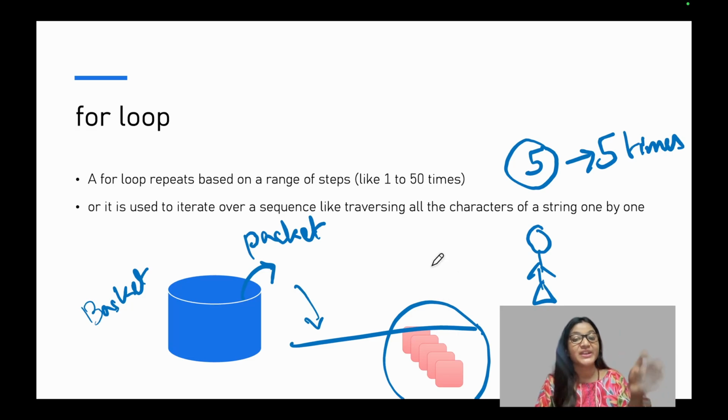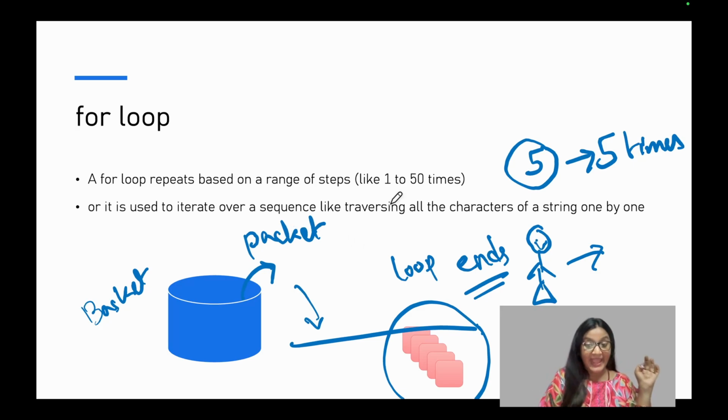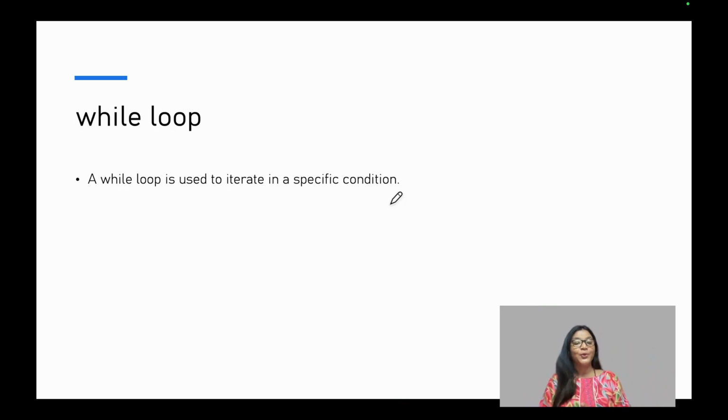So this is the situation where my loop terminates, right? Or let's say my loop ends over here. So now the child is done with the work, very happy, and goes back, right? So that's the situation of using a for loop. And now we are going to explore when we can use while loop.